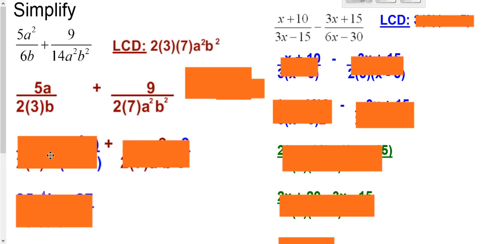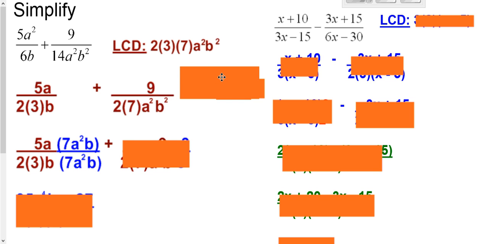So now we're going to take this first fraction. We have to decide what we have to multiply that first fraction by so we have this common denominator up here. Well, we need a 7, we need an a squared, and we need another b hanging around. So we'll go ahead and multiply by that.